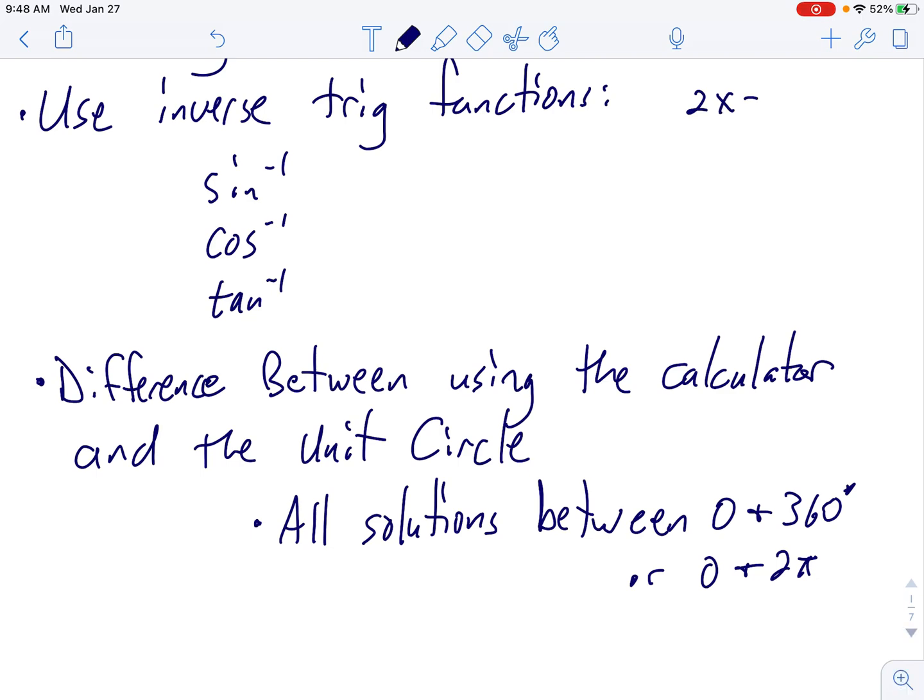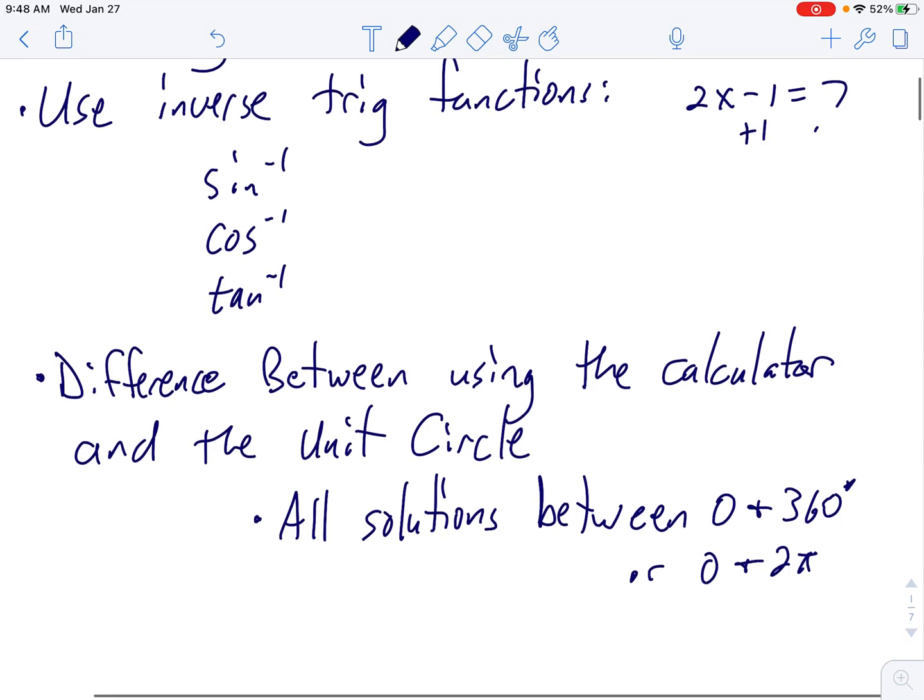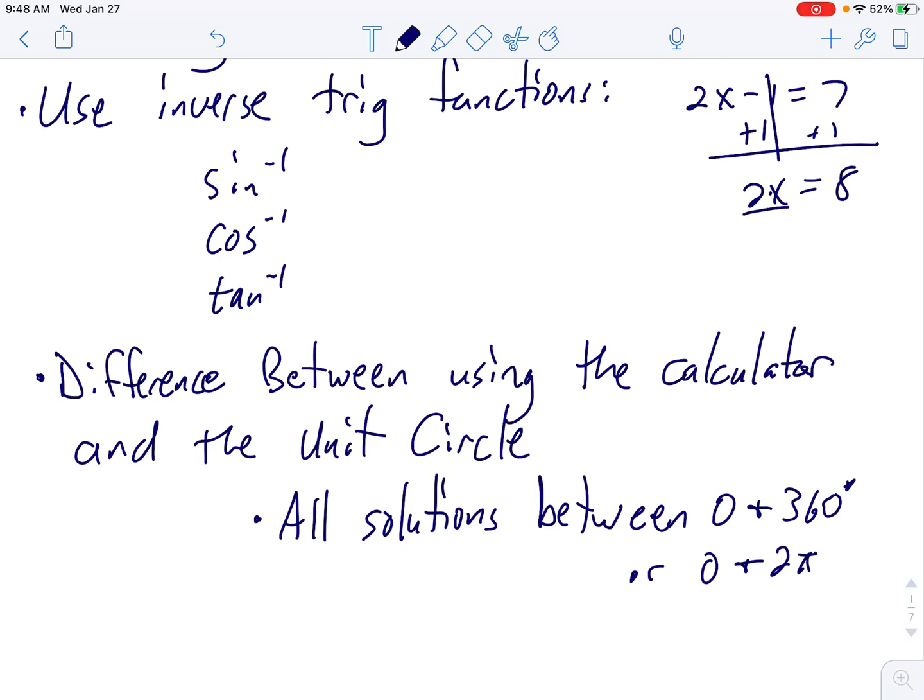If you have 2x minus 1 equals 7, you'll do the inverse of minus 1, which would be plus 1. Do that to both sides of the equal sign. And the inverse of times 2, which is divide by 2, you get x equals 4. So same thing, we'll just be using the inverse trig functions.